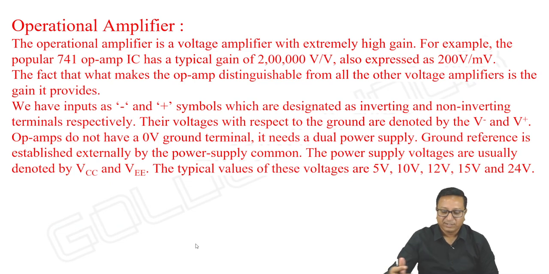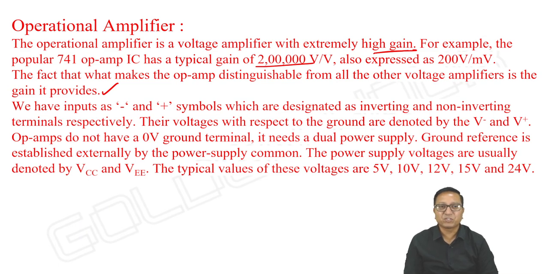And if you look at the points I mentioned so far, the operational amplifier is a voltage amplifier with extremely high gain. For example, the popular IC741 op-amp has a typical gain of 2 lakh volt per volt. Gain has no units, it is voltage by voltage, also expressed as 200 volts per millivolt. What makes the operational amplifier distinguishable from all other voltage amplifiers is the gain it provides. Due to this high gain only, it is distinguishable compared to BJT or FET.